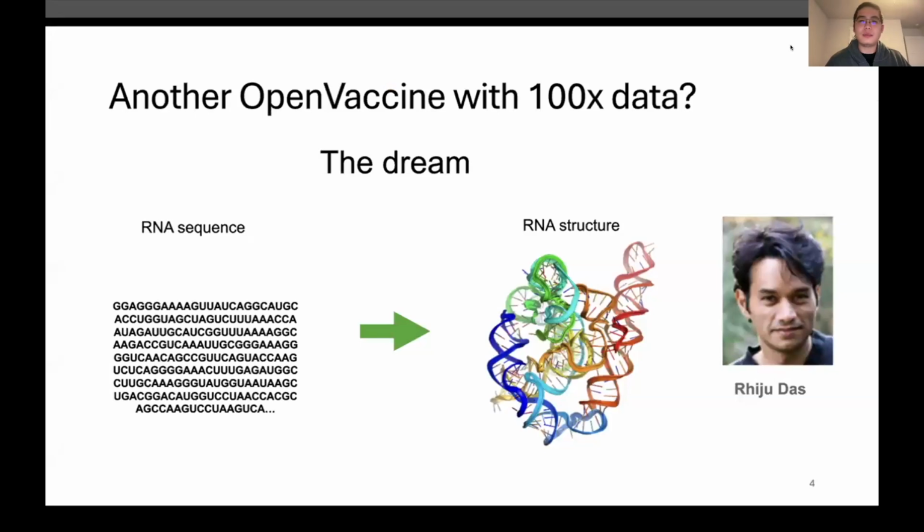About July last year, Riju reached out to me about potentially another Open Vaccine, but with 100 times the data. The main objective of the competition was to help us achieve the dream of RNA structure modeling, which is just going from an RNA sequence directly to a 3D RNA structure. It sounded very enticing, so I was just like, okay, let's do it.